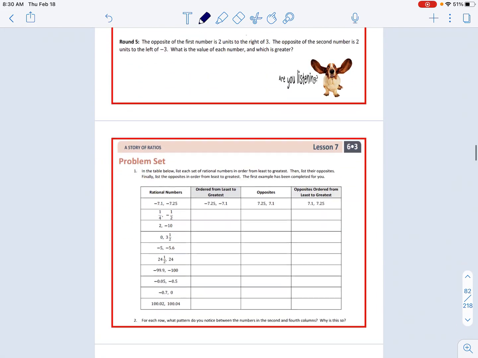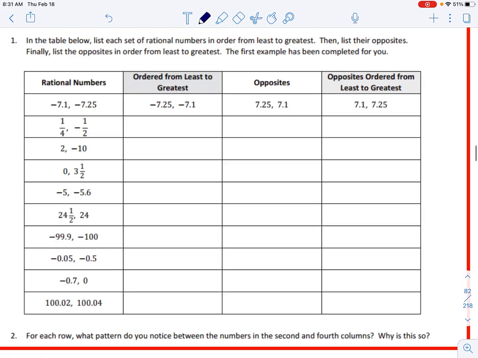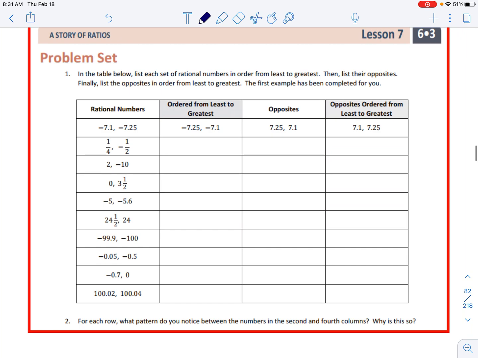All right, guys, I hope you feel okay with ordering from least to greatest. You're going to get a problem set that looks like this. It says, in the table below, list each set of rational numbers in order from least to greatest. Then list their opposites. Finally, list the opposites in order from least to greatest. So, you get some numbers. You're going to write these numbers in order from least to greatest. Then you're going to write the opposite of these numbers, and then you're going to order the opposites from least to greatest. And then I'll do the first round with you, okay?